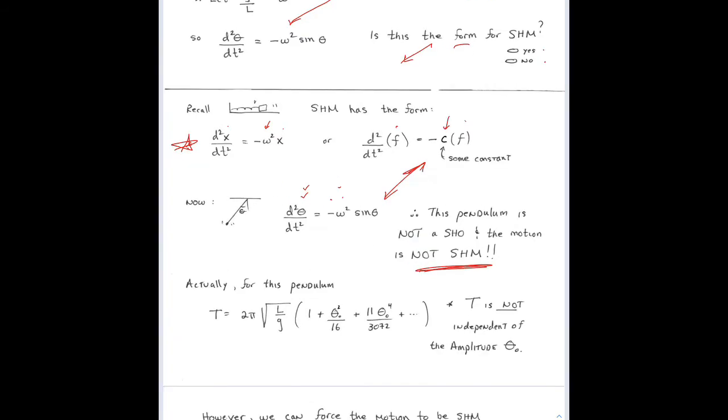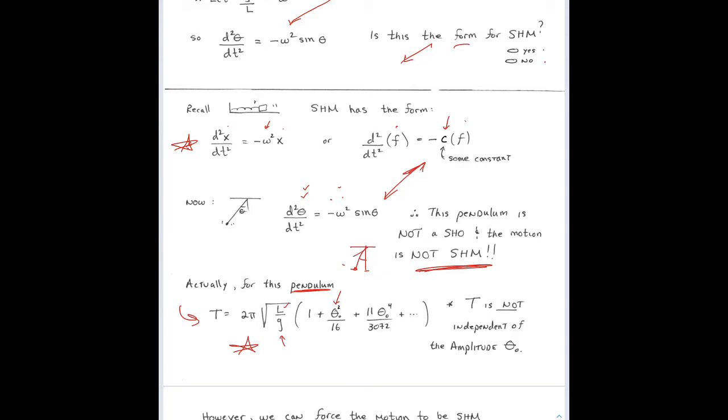Actually, for this pendulum, if you look on Wikipedia for simple pendulums, the period has this form. It depends on the length of the string, and on what planet you're on. But it also depends on the amplitude. Theta initial is your initial amplitude, meaning how far you initially pull it back. So if I pull it back a certain angle, and again these angles have to be in radians, and I let it go, I can calculate the period.